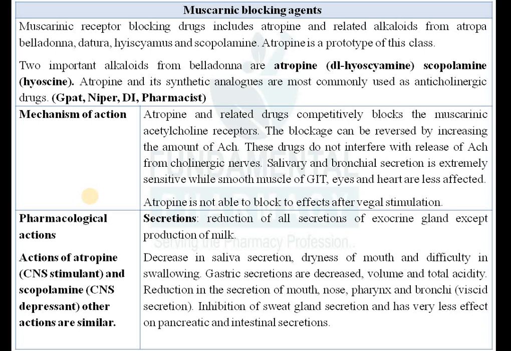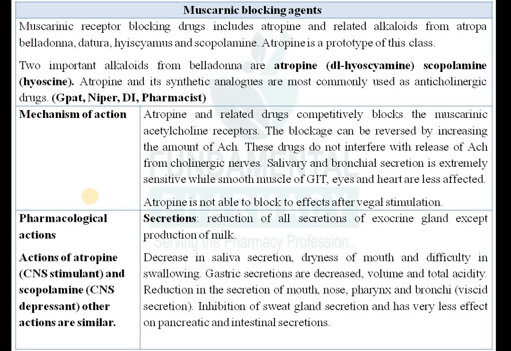It is competitively blocking the muscarinic acetylcholine receptor. These drugs do not interfere with the release of ACh from the cholinergic nerves. They will not interfere with the synthesis or release of acetylcholine, but they are competing with acetylcholine for the receptors.